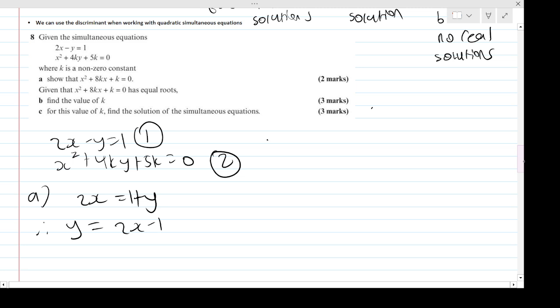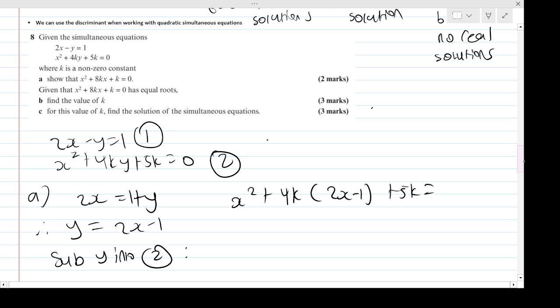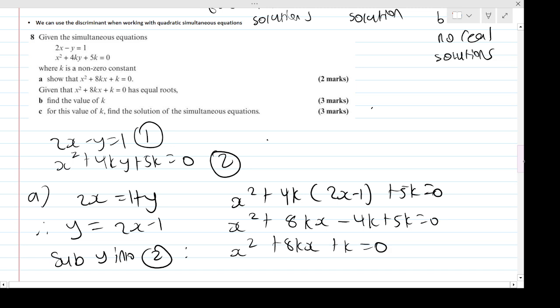And there we are. So we've got what we're going to substitute into the other equation. So I'm going to sub y into the second equation. Therefore, I'm going to do that over here. x squared add 4k y, now 4k lots of 2x minus 1, add 5k equals 0. Then I could expand the brackets to get x squared plus 8kx minus 4k plus 5k equals 0. Then I can simplify a bit more because I have two lots of k's here. So I have x squared plus 8kx plus k equals 0. And what do you know? I get the exact quadratic they wanted.